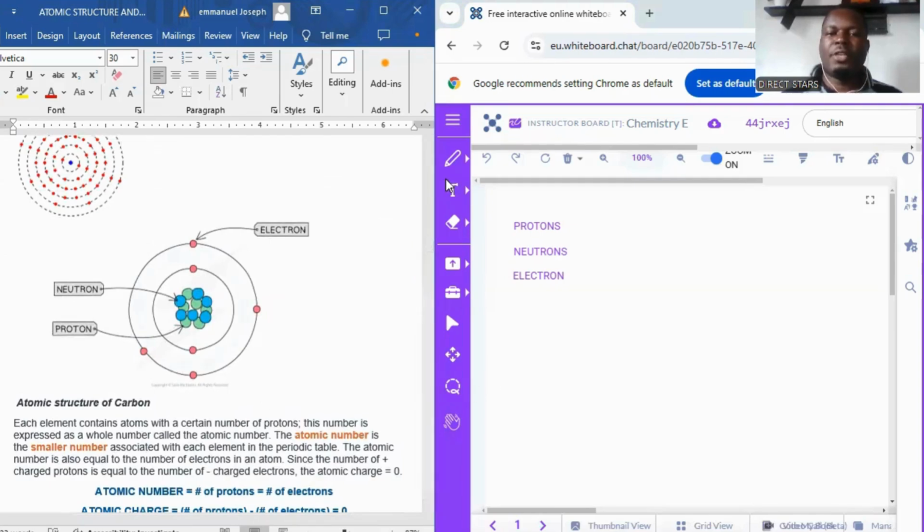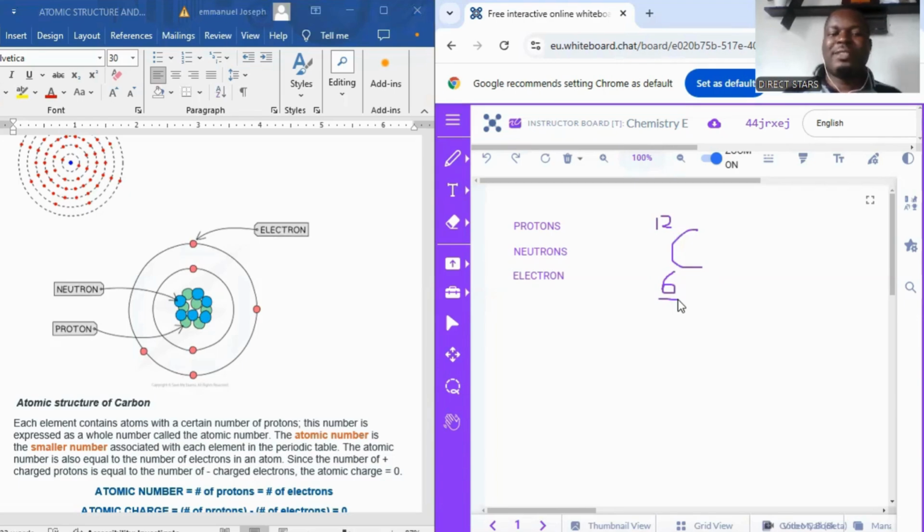Okay, if you check your periodic table, carbon has atomic number of 6 and a mass number of 12. Okay, so 6 denoting we have 6 protons, we have 6 electrons, and we also have 6 neutrons. This we'll be looking at as we go ahead into the lesson.